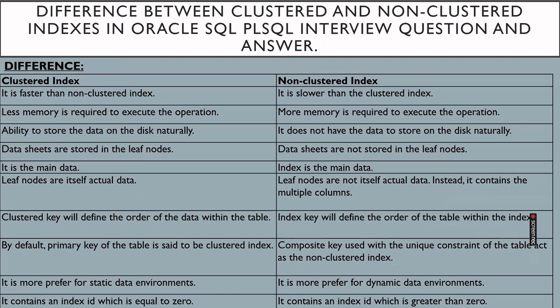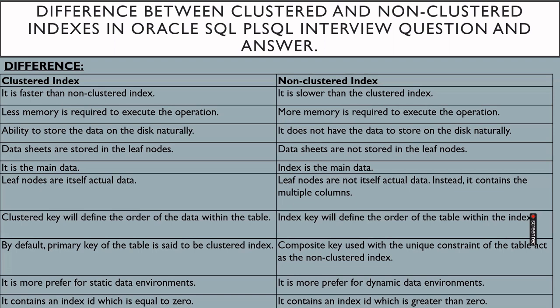A clustered index is faster than a non-clustered index. A non-clustered index is slower than the clustered index. In a clustered index, less memory is required to execute the operation. In a non-clustered index, more memory is required. A clustered index has the ability to store the data on the disk naturally. A non-clustered index does not store data on the disk naturally. In a clustered index, data sheets are stored in the leaf nodes. In a non-clustered index, data sheets are not stored in the leaf nodes.